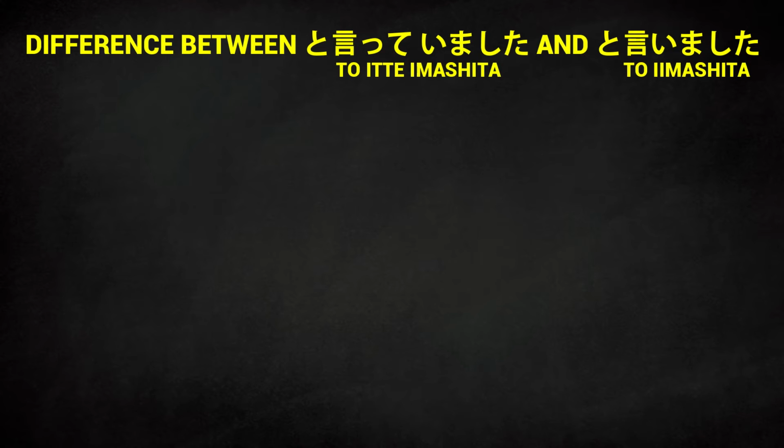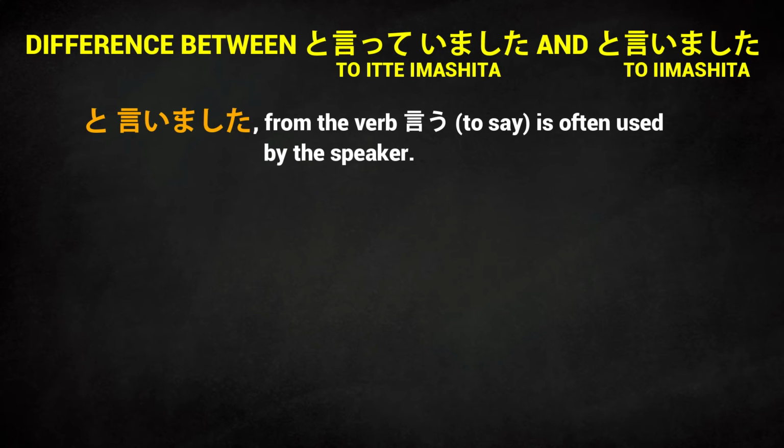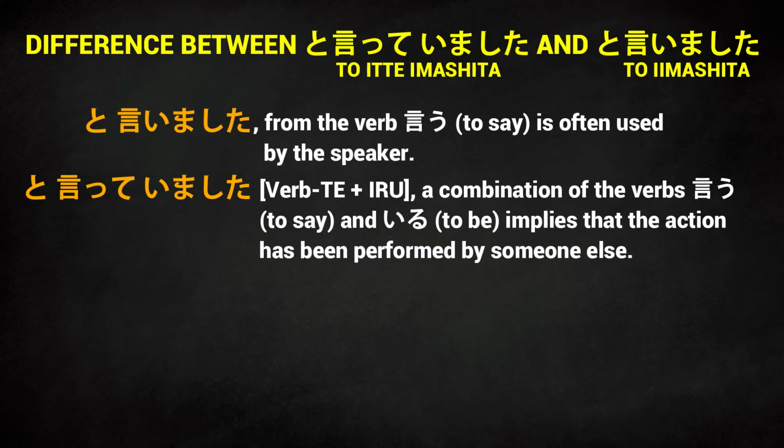A similar pattern was introduced in Lesson 21, and that is the pattern と言いました。Maybe you are wondering how this pattern is different from と言っていました。と言いました from the verb 言う, to say, is often used by the speaker. Whereas と言っていました, a combination of the verbs 言う, to say, and いる, to be, implies that the action has been performed by someone else.